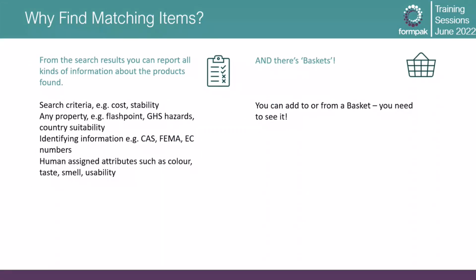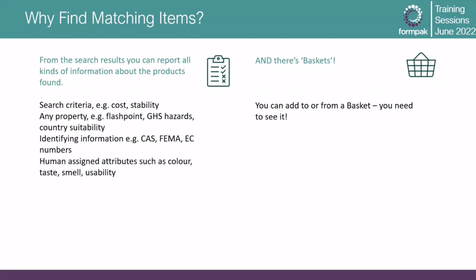And from the search results in Find Matching Items, you can report all different types of information about the products you found. It will always show you the search criteria, and then you can choose to show properties, for example flashpoint or GHS hazards, country suitability, identifying information if you're searching for raw materials, and then human-assigned attributes as well. So things like colour, taste, smell, and usability.